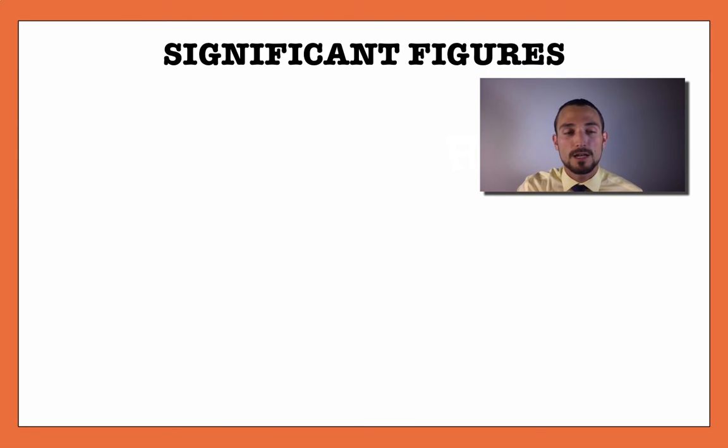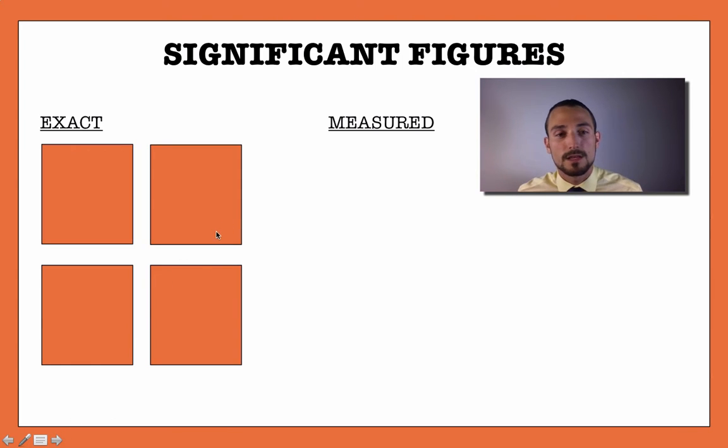So when we think about any kind of numbers, we have two kinds, exact numbers and measured numbers. So exact numbers, for example, would be like these boxes. We see on the slide that there are exactly 4 boxes. There's no doubt about it. We can count them. There are exactly 4.